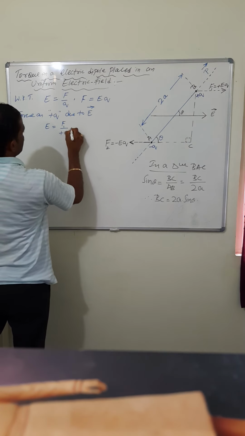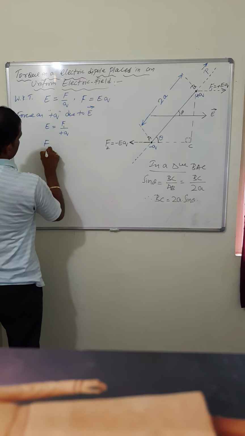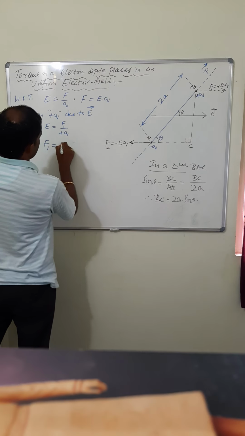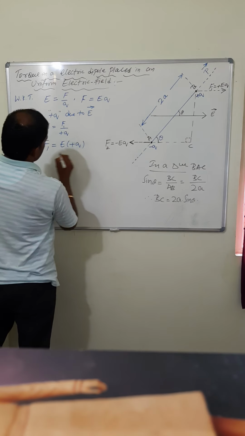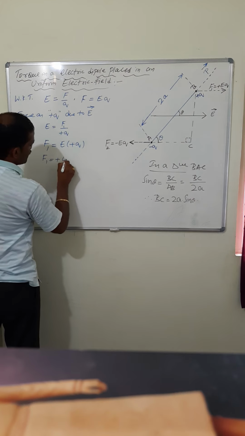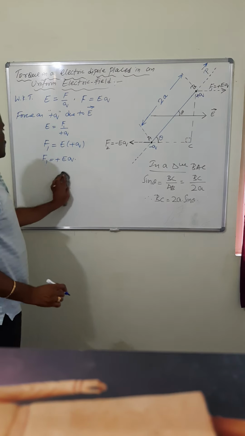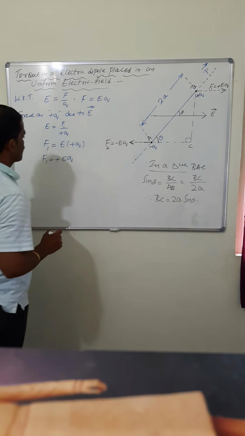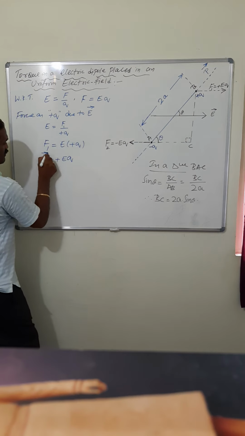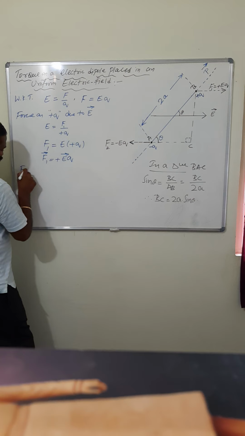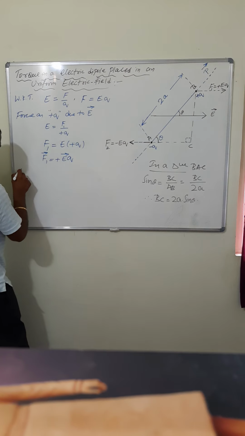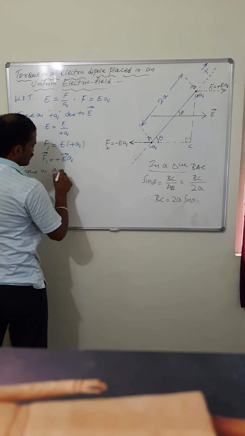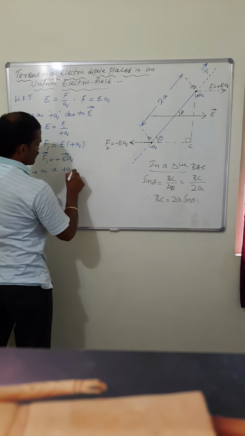Therefore, F1 is equal to E times plus Q. Therefore, F1 is equal to plus E into Q. This is how you get the derivation. This denotes the force on a positive charge. Please observe carefully: force on a positive charge.